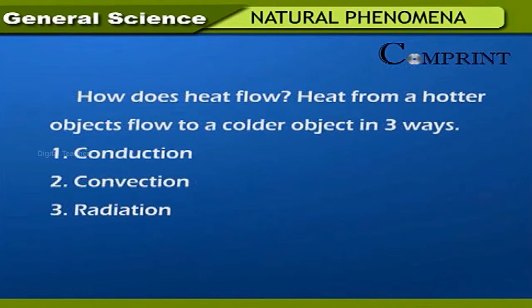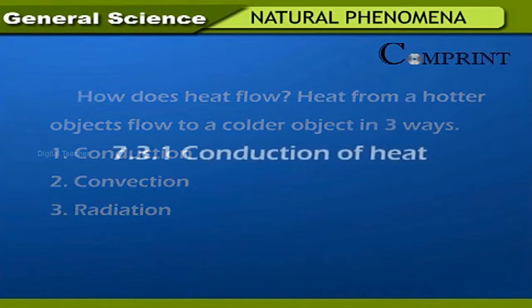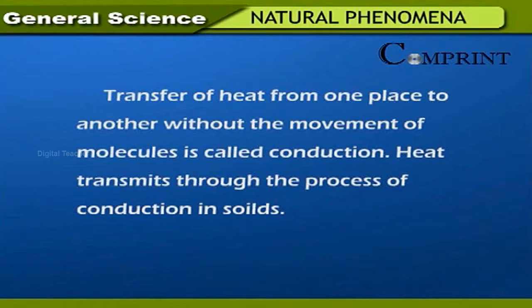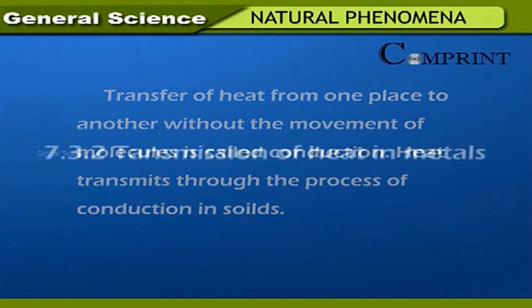How does heat flow? Heat from a hotter object flows to a colder object in three ways: 1. Conduction. 2. Convection. 3. Radiation. Conduction of heat. Transfer of heat from one place to another without the movement of molecules is called conduction. Heat transmits through the process of conduction in solids.